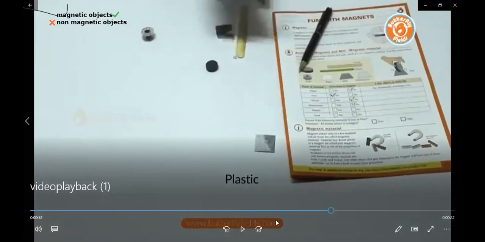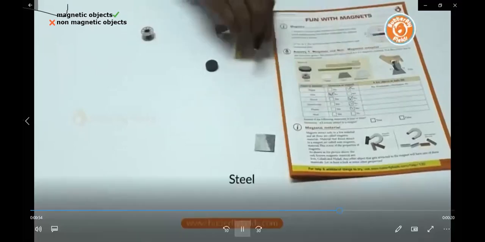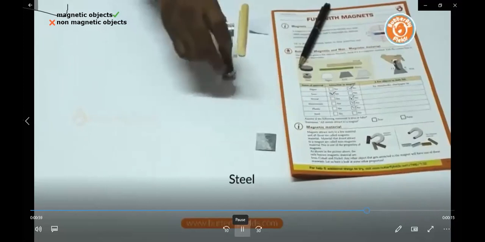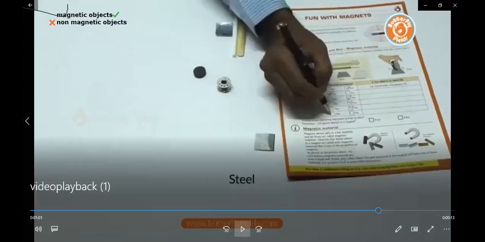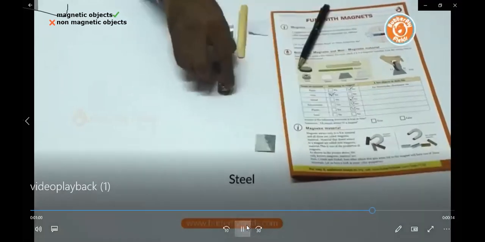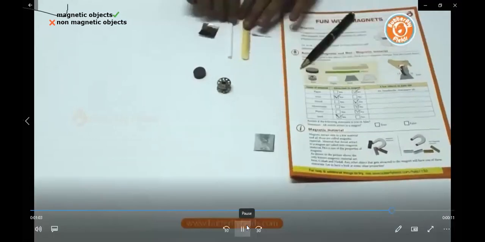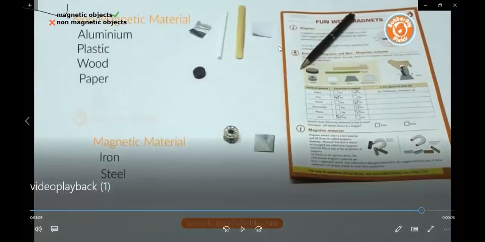Mustafa, the last one, we have steel. Look. Is the steel attracted by the magnet? Yes. So is the steel magnetic or non-magnetic? Magnetic. Good job. So look at this now.